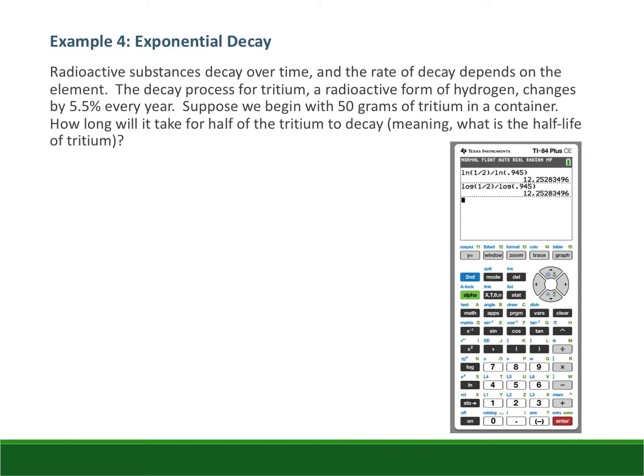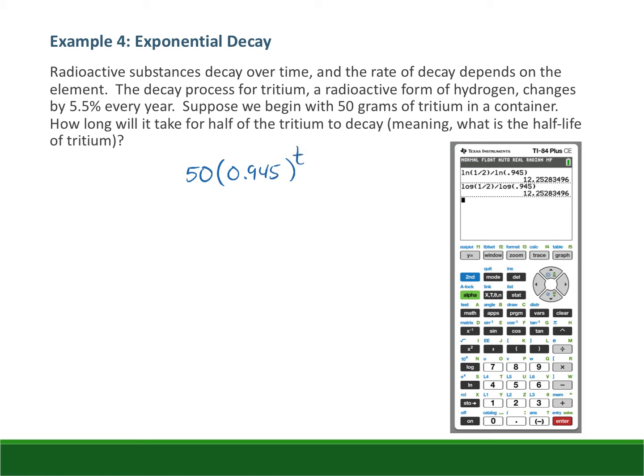Let's take a look at another exponential function and how to solve it algebraically. So here we've got a radioactive substance of tritium. We start off with 50 grams. Let's go ahead and write down the equation, and it's decreasing by 5.5% every year. So that gives us a decay factor of 0.945.